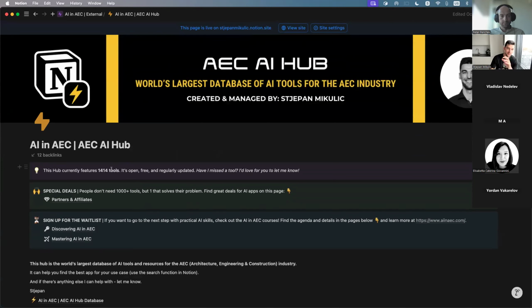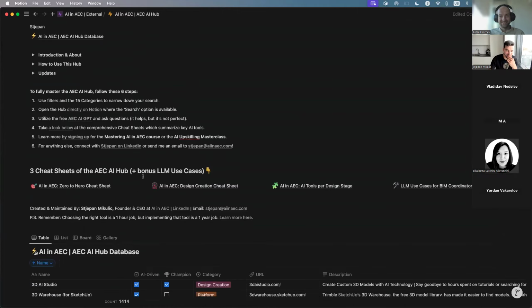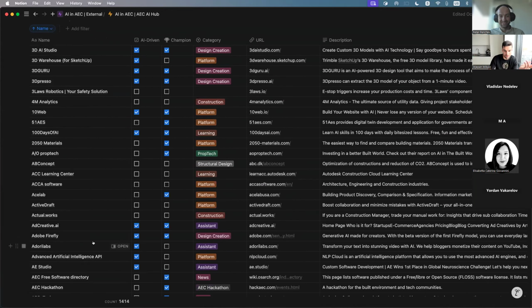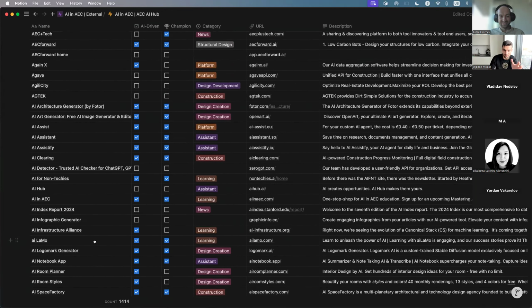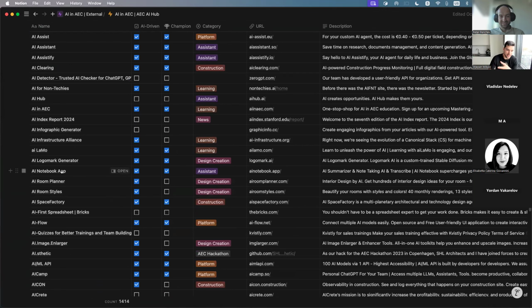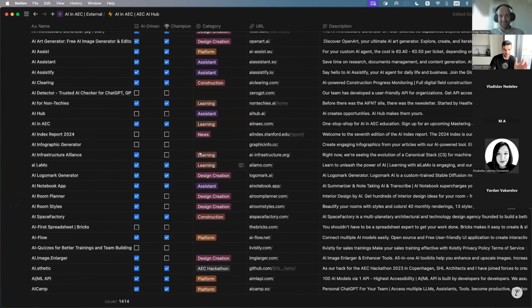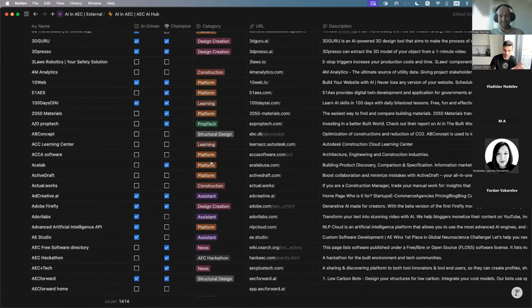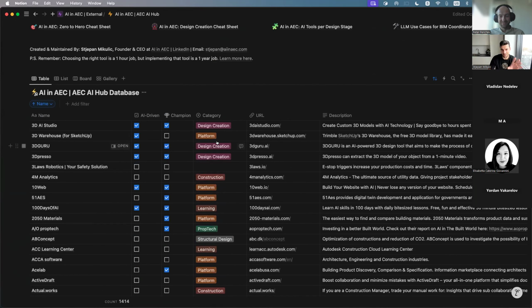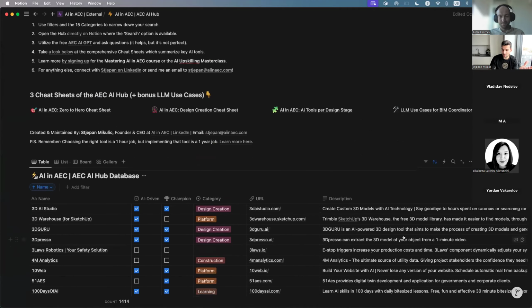Perfect. So this became the world's largest database of AI tools for the AEC industry. And there's over 1,400 tools right now. And people ask me, how did you add them? I'm like, one by one. I don't know what else to say, because what you can see here is basically a spreadsheet of many AI tools. I make a name and a category for most of them because it's been quite overwhelming to maintain. I have some updates coming, but I'm going to keep that for a next update. You can find the URL and then you can see the description.